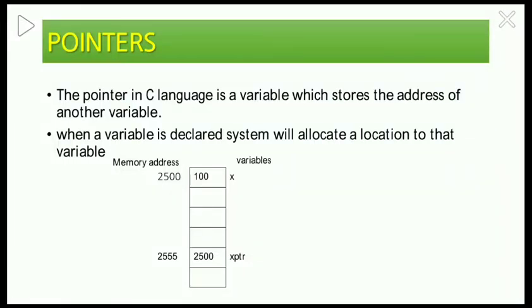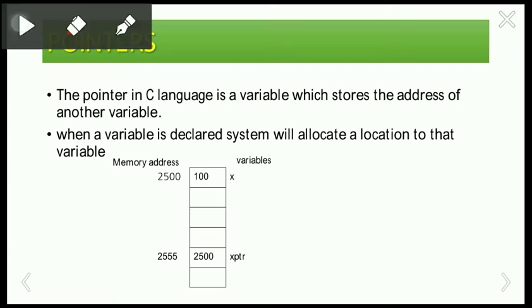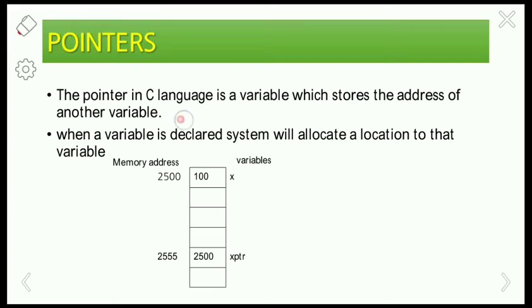In this video we are going to learn about pointers in the C language. A pointer in C language is a variable which stores the address of another variable. So a pointer is nothing but a variable that stores the address of another variable.